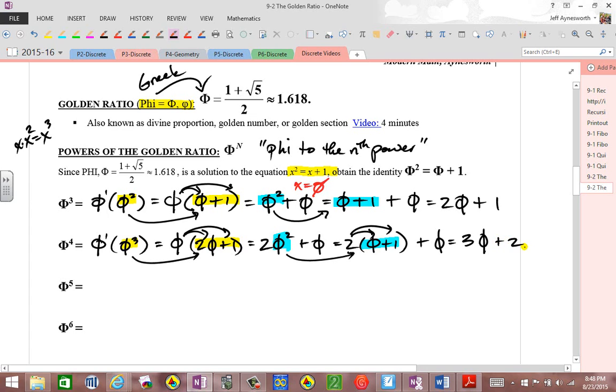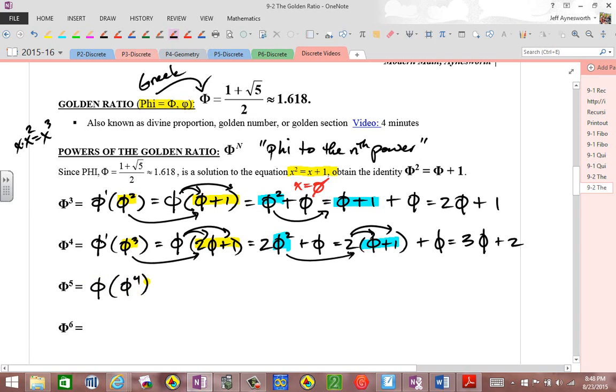And you're thinking, okay, great. I've got initially phi cubed is 2 phi plus 1, phi to the fourth is 3 phi plus 2. I mean, where are we going with all this? Well, in order to see that, we got to continue. So let's play the same game again. So we got phi times phi to the fourth.